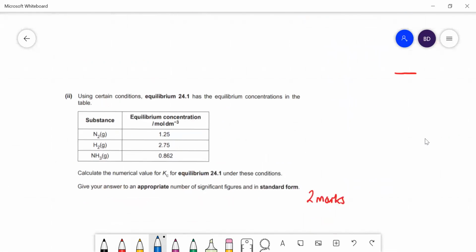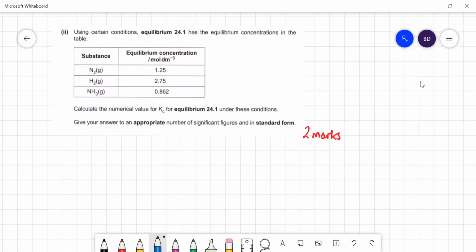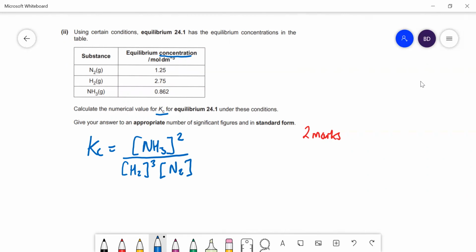Right, now we've got to work out the value of the equilibrium constant, Kc. They give us the equilibrium concentrations. So we need to write down the expression for Kc, which is the products, ammonia concentration squared, divided by the reactants, hydrogen concentration cubed, multiplied by nitrogen concentration to the power of 1.